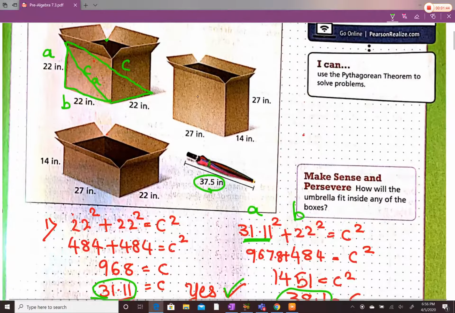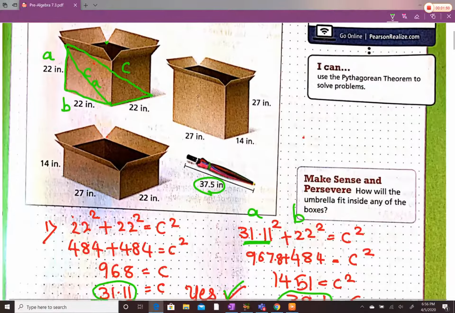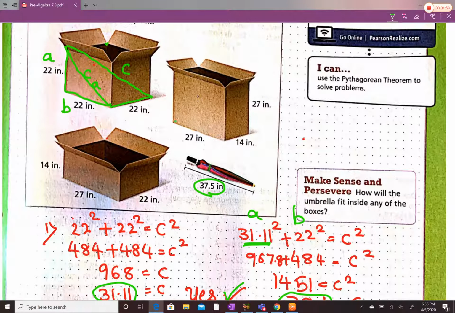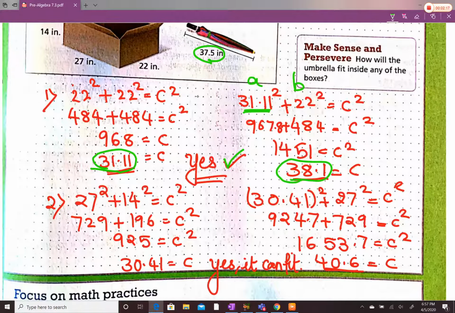Now we are looking at the same question for box number 2, and you can see that again we have to find the inside diagonal. That means from this corner to this corner, or you can do from this corner to this corner. Basically, you're fitting the umbrella inside the box. So I can take this as our A, this is our B, and find the hypotenuse. So that will be my first step to find the C. So 27 squared plus 14 squared is 729 plus 196. That is equal to C squared. 925 equals C squared. 30.41 is the C.